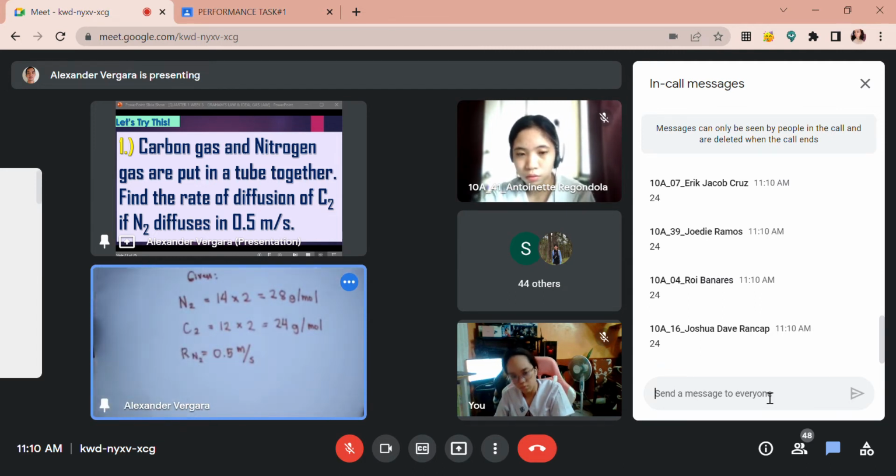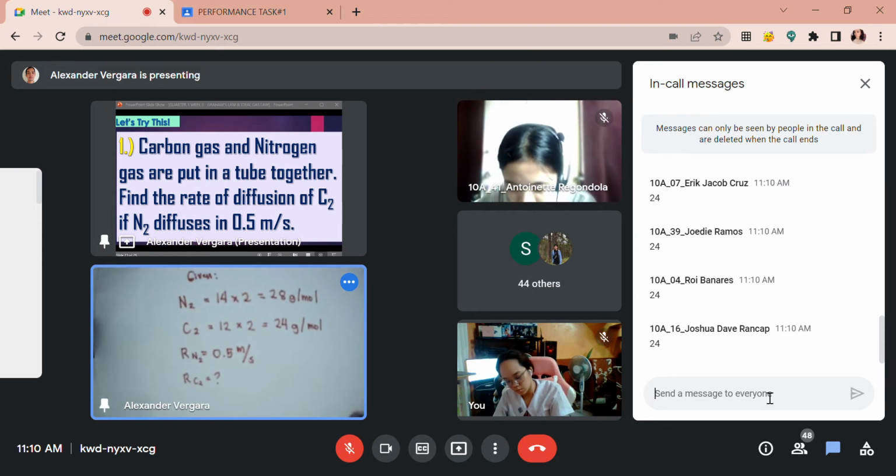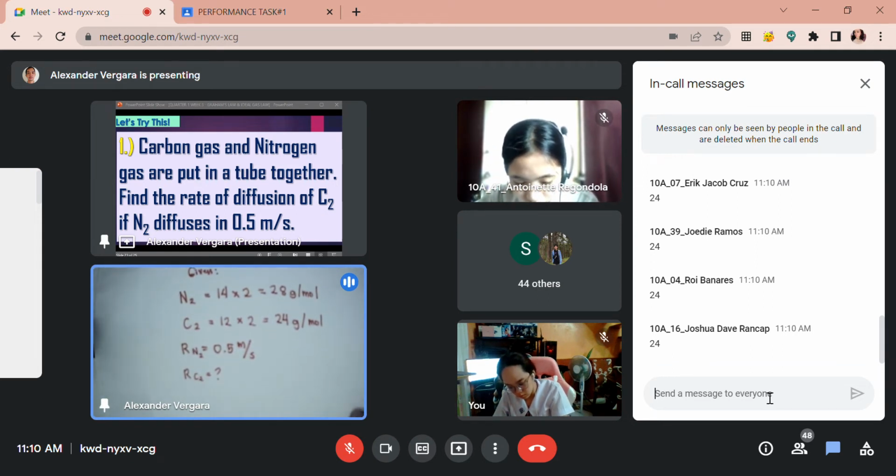Okay? The question is, find the rate of diffusion of carbon gas if nitrogen gas diffuses at 0.5 meters per second. So what we will do, we're looking for the rate of velocity for the C2. So this is the unknown.